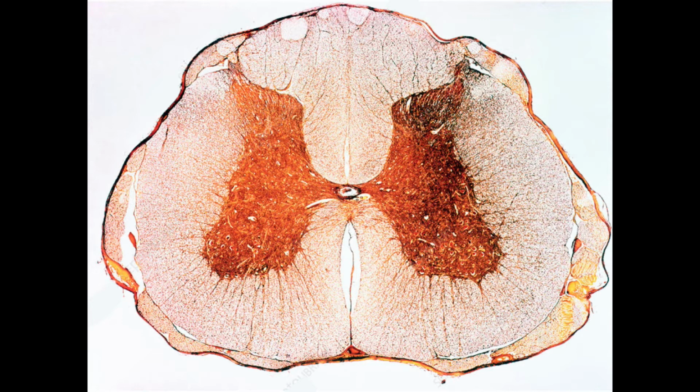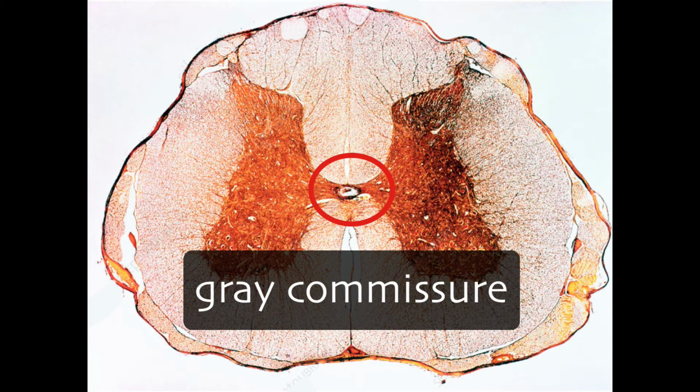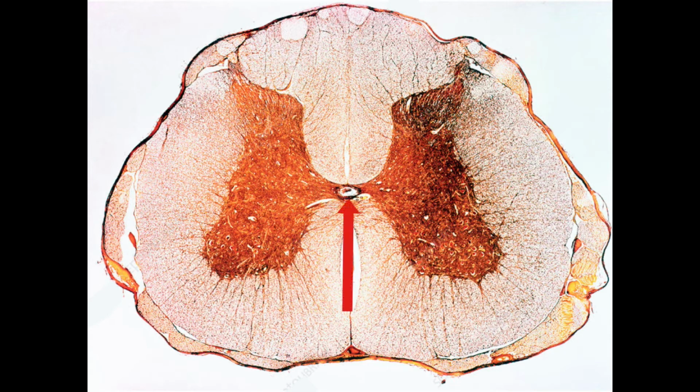Now connecting the left and the right lobes, if you will, you have what's called the gray commissure. In the middle of the gray commissure, you have the central canal. And this is where the cerebrospinal fluid is actually coming from. There's a direct connection to this all the way up into the brain, inside the brain actually, into the fourth ventricle, where the cerebrospinal fluid is being made.